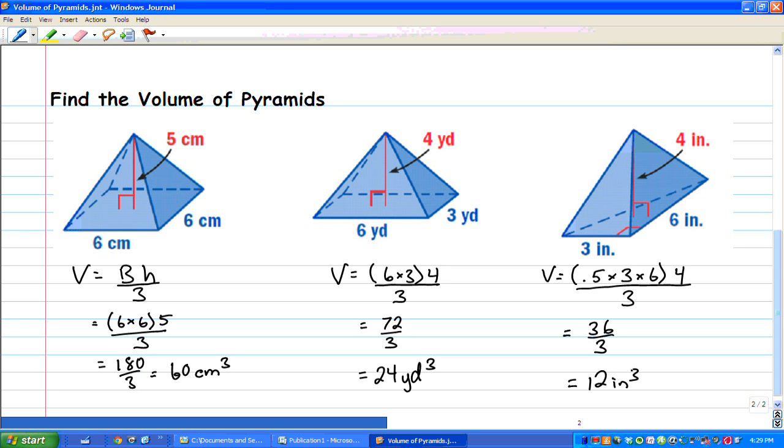It's not bad, but you just have to make sure that you pay attention to the base. You got to pay attention to the type, what the base is, and how you're plugging in your numbers.